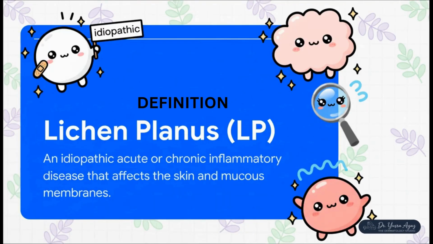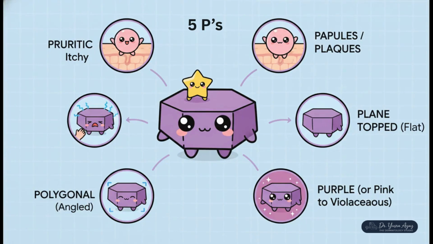Okay, so zooming in a little more. Lichen Planus, or LP for short, is an inflammatory condition. And it doesn't just affect the skin, it can also show up on mucous membranes, like inside your mouth. The key word here is idiopathic. That's just a medical term that means we don't know the single definitive cause. It can pop up out of nowhere and go away, or it can stick around and become a chronic, long-lasting problem. So how do doctors recognize it?